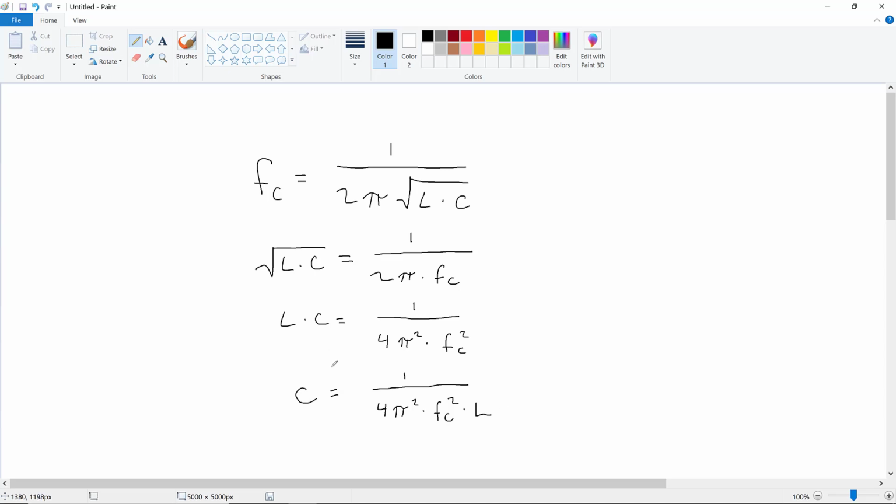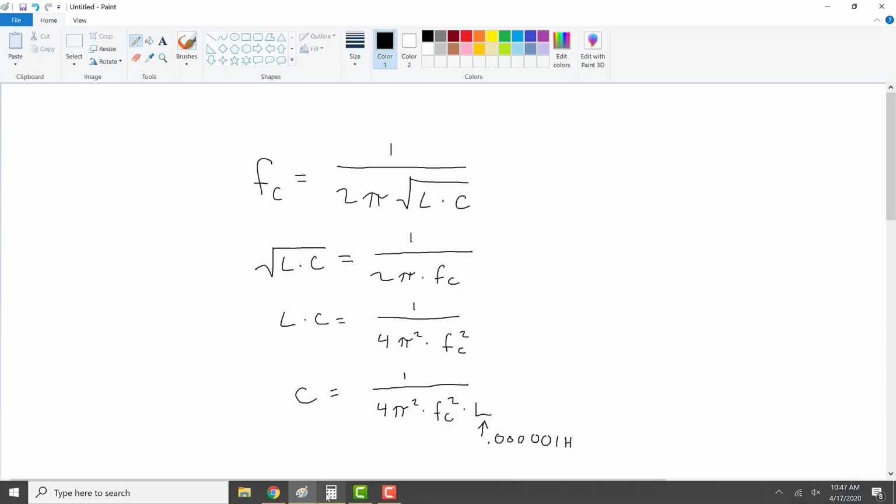In this case, I'm just going to pick L arbitrarily. I'm going to choose the value that it already has, which is 1 microhenry. So I'm going to set that to 1 microhenry. And then we can do the math for that. So we'll go to the calculator and do that math.